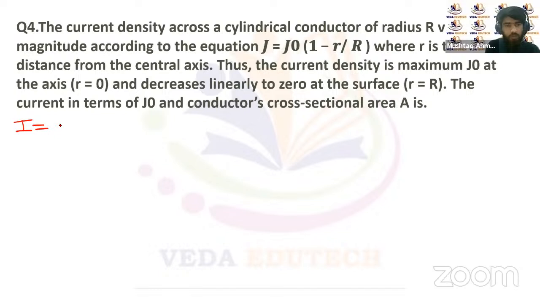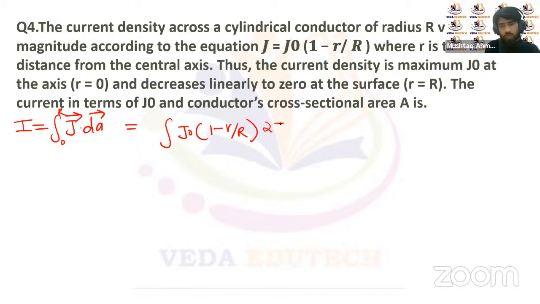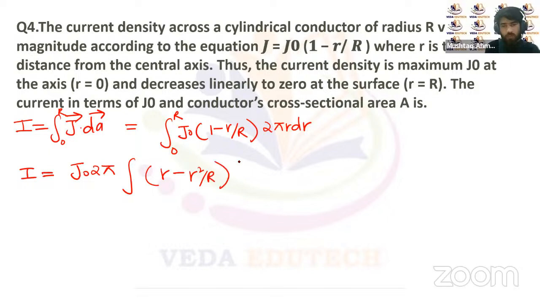So I will be equal to the integral of J dot dA, with the limits 0 to capital R. Now the value of J is given as J naught times (1 minus r upon R). Now dA will be 2 pi r dr, with the limits 0 to capital R. So I here will be equal to J naught 2 pi outside of the integral, and we'll be left with r minus r square upon R, multiplied by dr. Now integrating it from 0 to R.